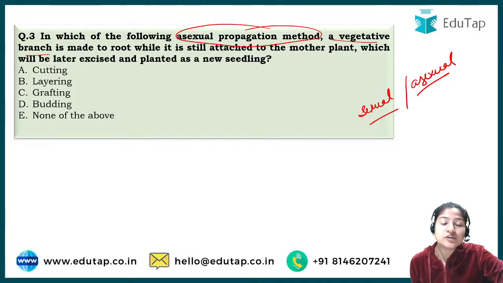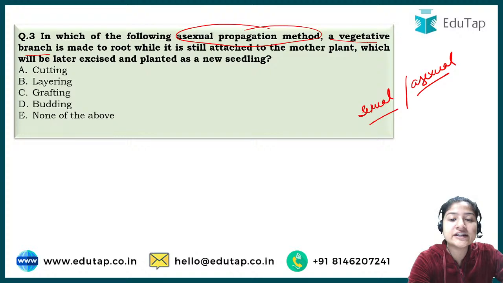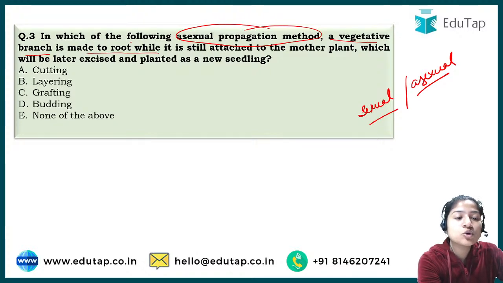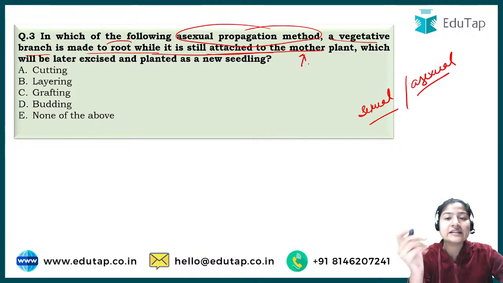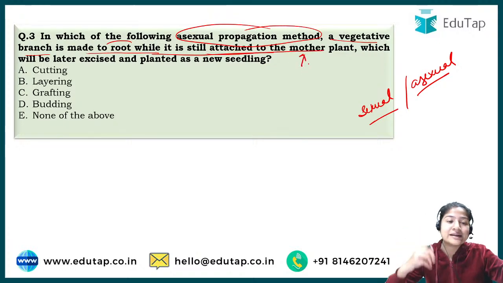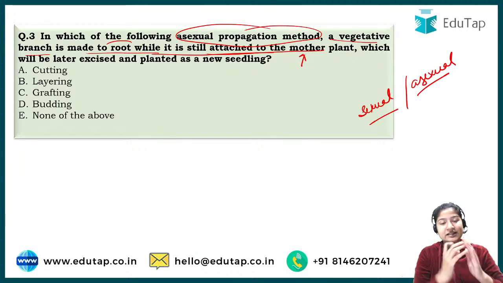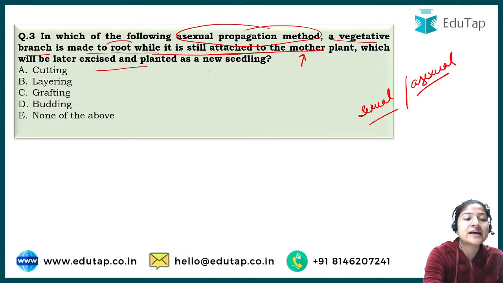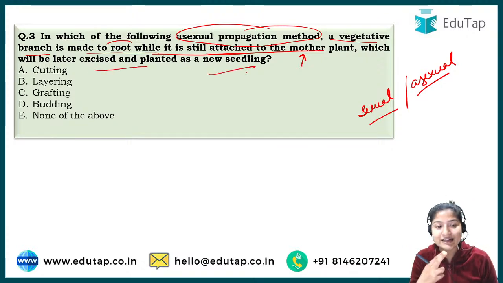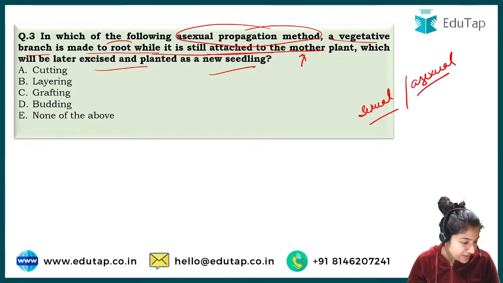So herein you have to tell, this is one of such asexual propagation methods in which a vegetative branch is made to root while it is still attached. Means herein the branch of the main plant is made to bend into the soil when it is still attached to the mother plant, which will later be excised, cut down and planted as a new seedling.